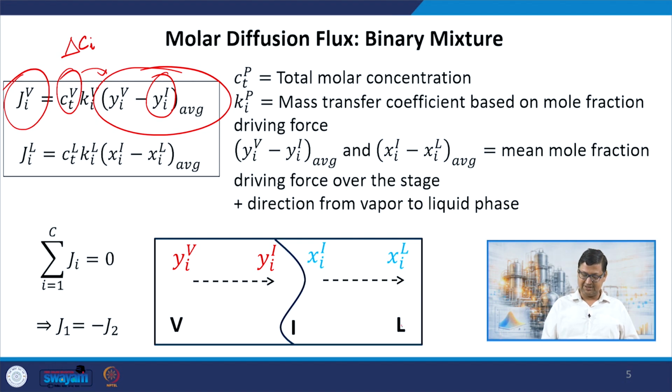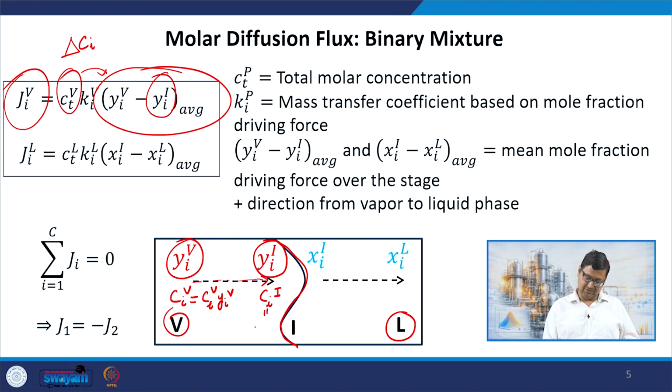So, I am trying to show that by this picture. This is my vapor phase, this is my liquid phase, here is my interface, right, and then we have some mole fraction defined at the interface for component I, and there is a diffusive motion from the bulk of the vapor towards the interface, and this will happen because of the concentration difference CIV and CII, and the concentration will be defined as CTV into YIV, and this will be CTV into YII.